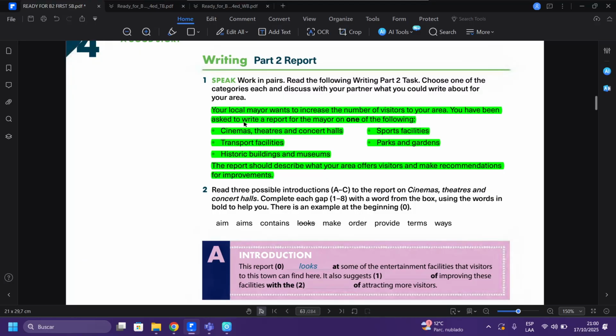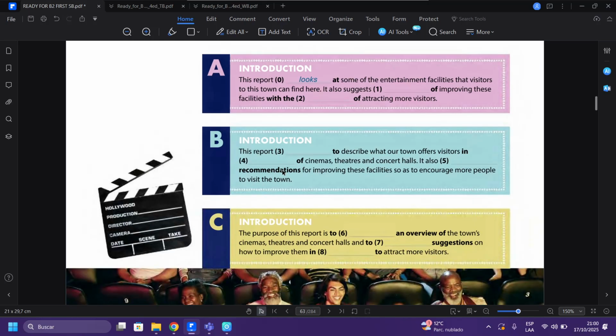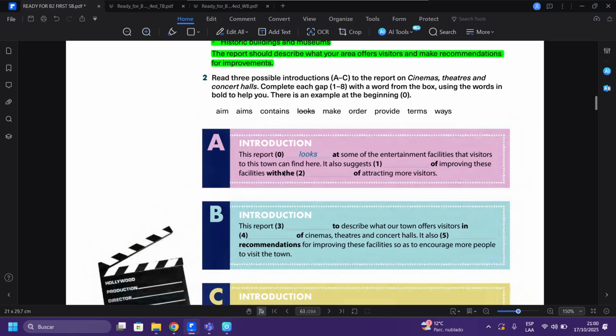So now I need you to help me complete the gaps, to fill in the gaps with a word from the box. We have aim, aims, contains, looks, make, order, provide, terms and ways. In this part, all of these are introductions, model answers of introductions of a report.